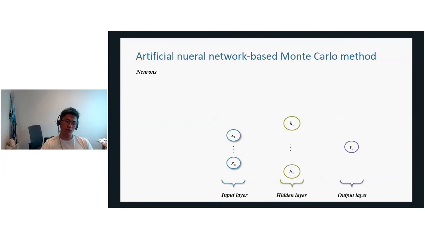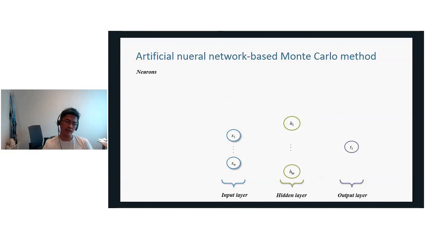Here is the artificial neural network. It's comprised of three layers: the input layer, the hidden layer, and the output layer. The hidden layer can have one layer or two or even more. It depends on how complex your case is. And in our case, we just use one hidden layer. Each layer has several elements called neurons. The number of neurons in the input layer is equal to the number of random variables in your case. The number of neurons in the output layer is equal to the number of output variables in your case.